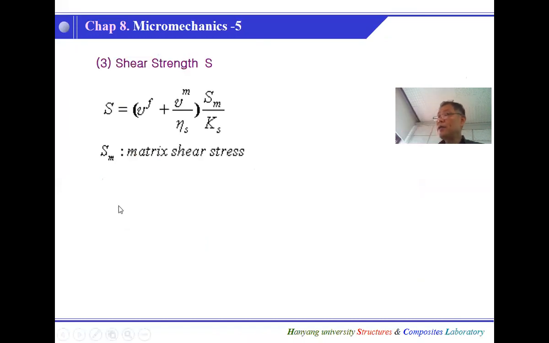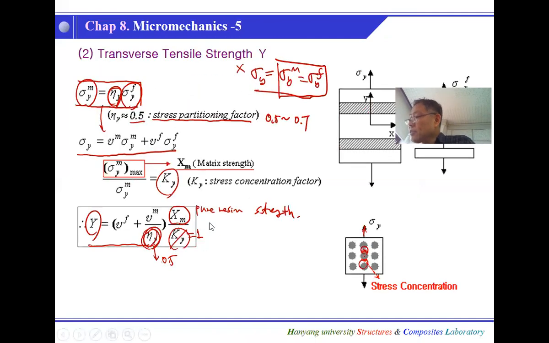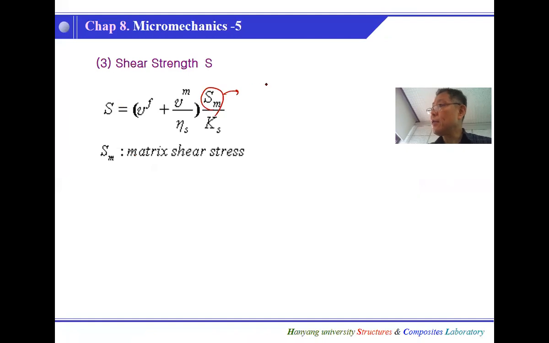Okay, shear strength is the same, and this is the resin shear strength. You can say that this is the XM times about 50%. Not precisely correct, but it's not easy to measure the shear strength of a resin.